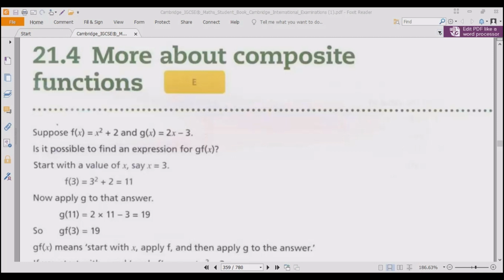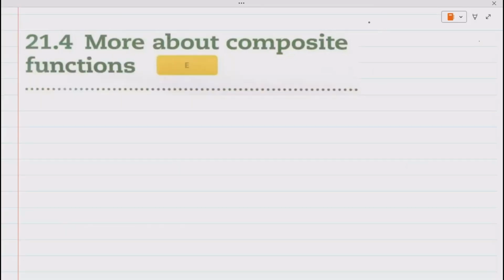Now let's go to our exercise 21.4, which is more about composite functions. Previously, we learned in 21.3 that in the exam there are two types of question that can occur, right? The first type of question: we are given two functions, like f of x, take it as x square, and g of x, let's take it as x minus 3.